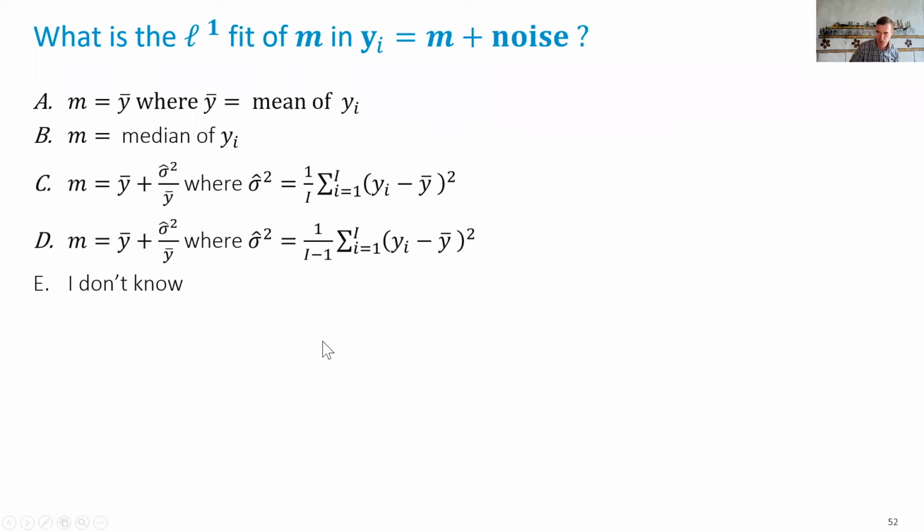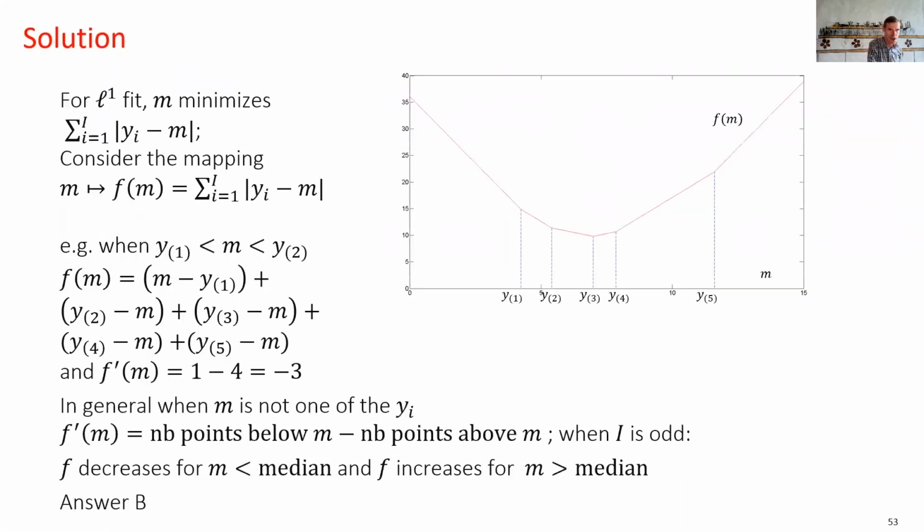Why is that? It's a bit more complicated, but it's instructive to see why. For the L1 fit, the function to be minimized is the sum of the absolute values of yi minus m. To see what it is, I draw this curve. For every value of m, I draw this quantity, which is a function of m. It gives me exactly this red curve. When m is larger than y1, the smallest of the y, the first order statistic, but smaller than the second, what is f of m? It depends on the sign of each term.